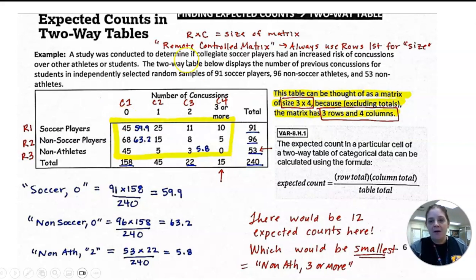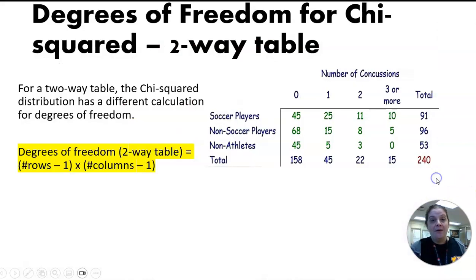So I used to teach my finite class that this was a remote controlled matrix. You always list the rows first and then the columns second. And if you get confused about what's a row and what's a column, remember columns hold up buildings. So they have to go this way, because if they're this way, your building falls down. Okay. So in this table, we can think of it as this 3 by 4 matrix.